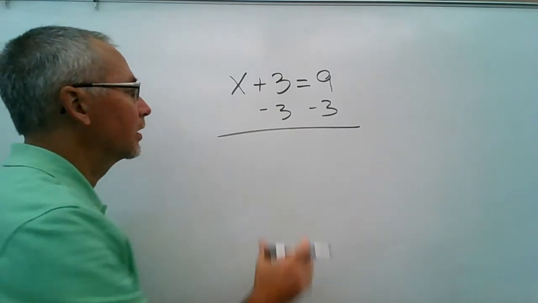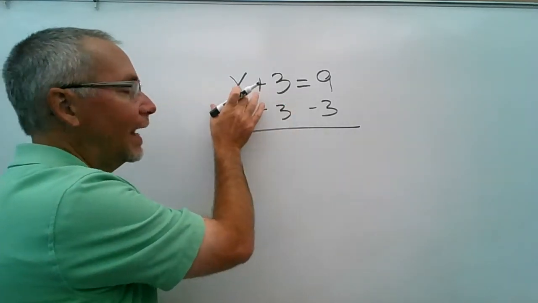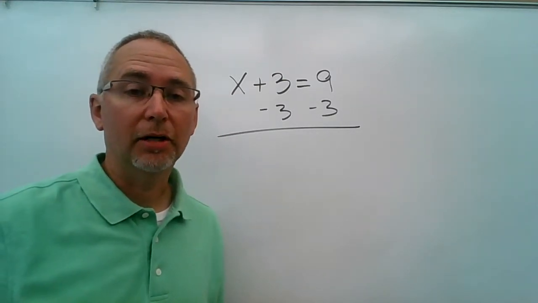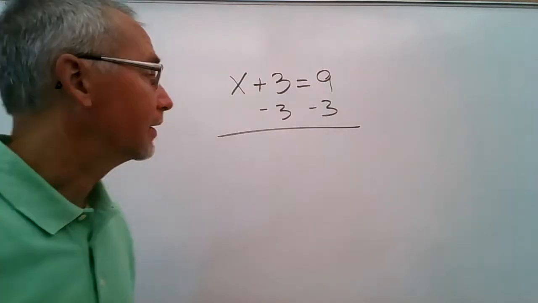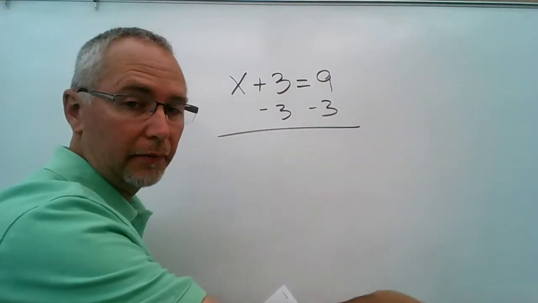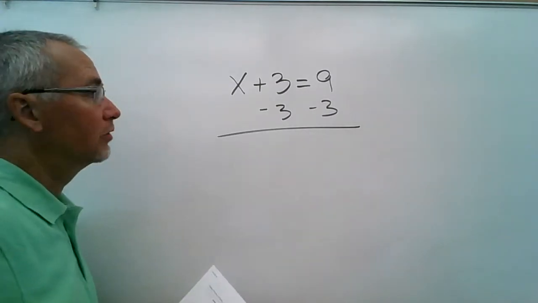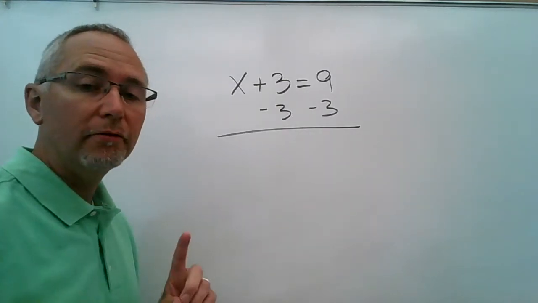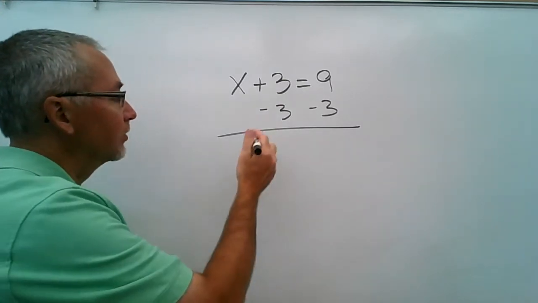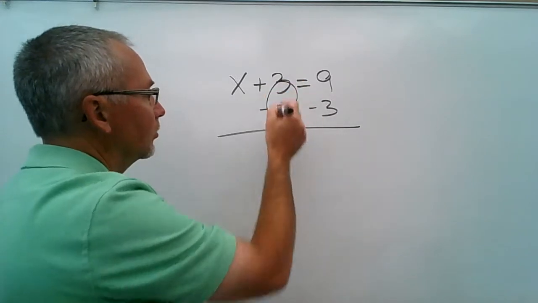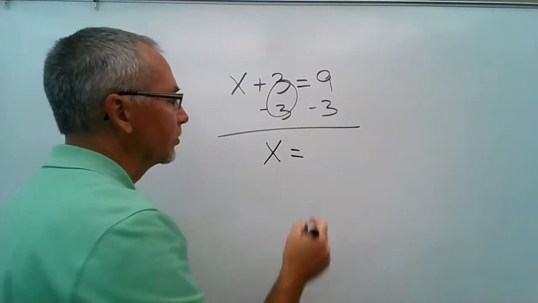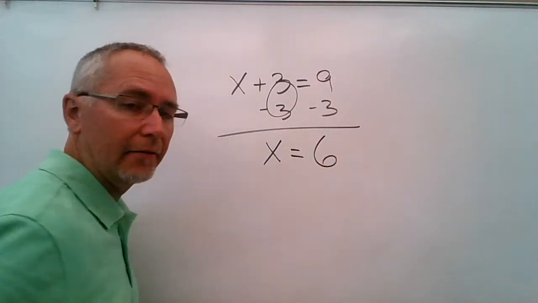We also know that we are going to take 3 away from here in order to isolate the variable. Very, very important. Our goal is to isolate the variable, to get it all by itself so that it is on one side of the equal sign and everything else is on the other side of the equal sign. And these are called linear equations. They have one variable that we're solving for, one unknown. And in this case, if I take those 3s out and I'm left with x, over here I have 9 minus 3, which is equal to 6, and we have our answer.